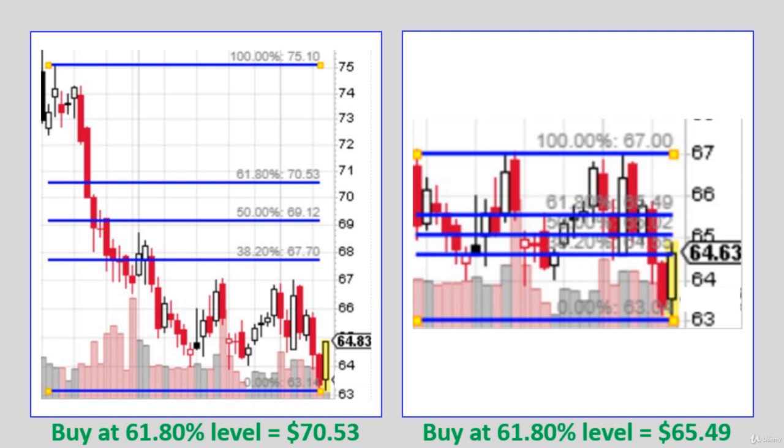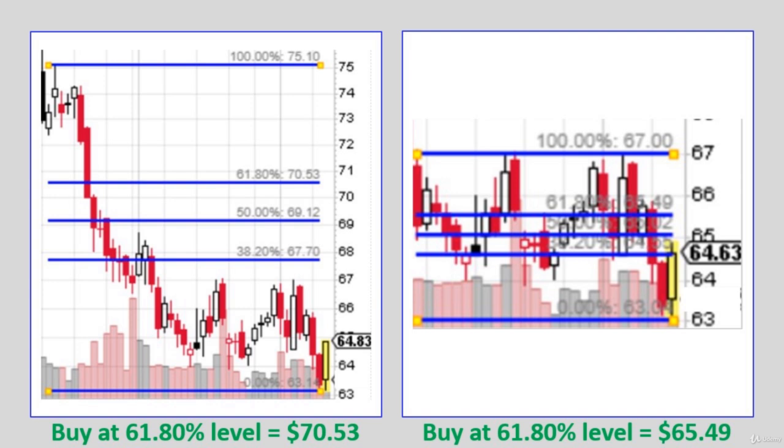I'd be buying at $65.49. So what does this say? Is one better than the other? No, it's just different time frames. But you can see that if I'm using these Fibonacci levels, if I have a longer time frame, I'm going to establish deeper resistance levels, or price is going to have to prove itself to break through these levels more. And so I'd be buying in later at 70.53.